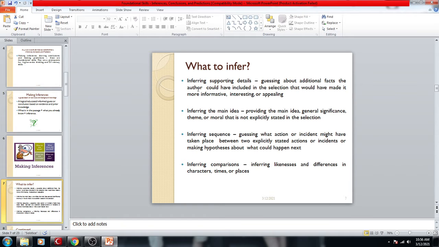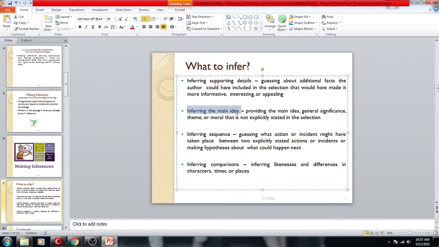What to infer? These are things that we can infer from the text. From a text, infer supporting details, guessing. As I said, it's all guessing. But your guess can be wild or educated depending on whether you base it on textual evidence or not. You can infer supporting details, you can infer the main idea.